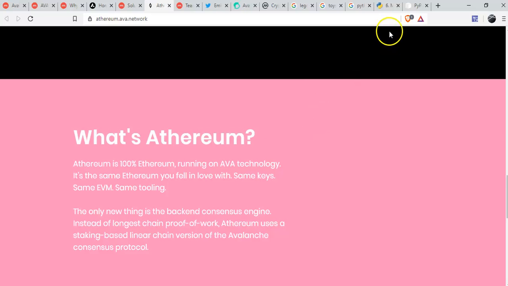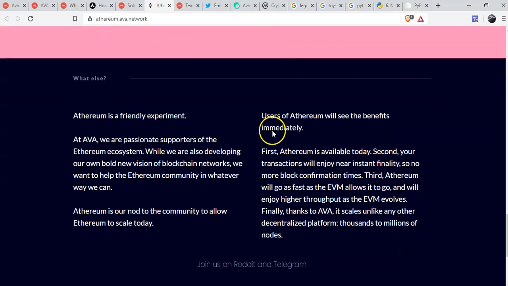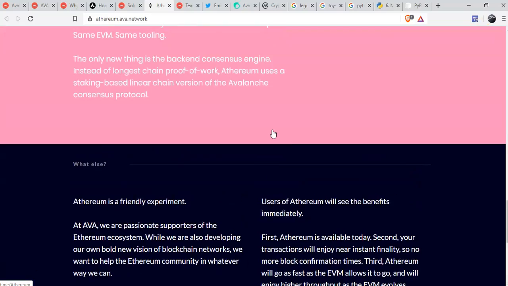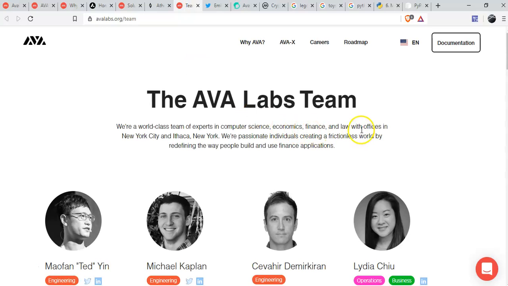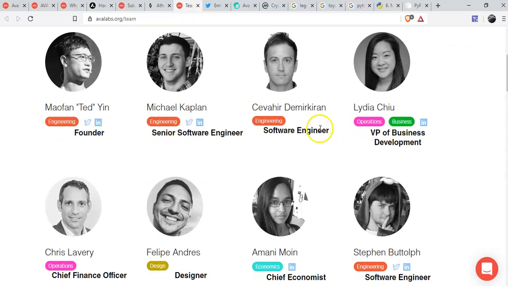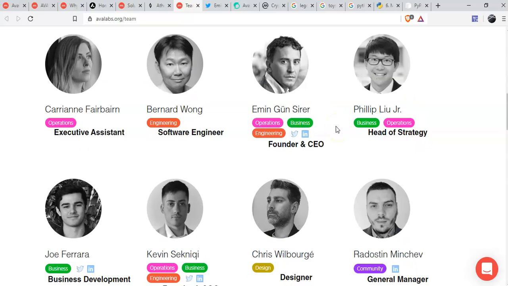The tools you already use, like MetaMask and all that, you can use on this platform. So it's very simple. Build your project with Ethereum, then deploy it on Ava. So we said a lot of things, and let's talk about the people who are building the systems and what they're doing.